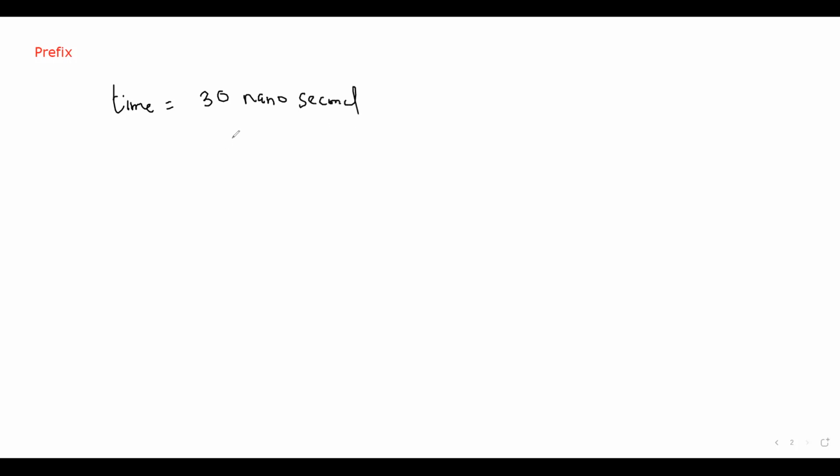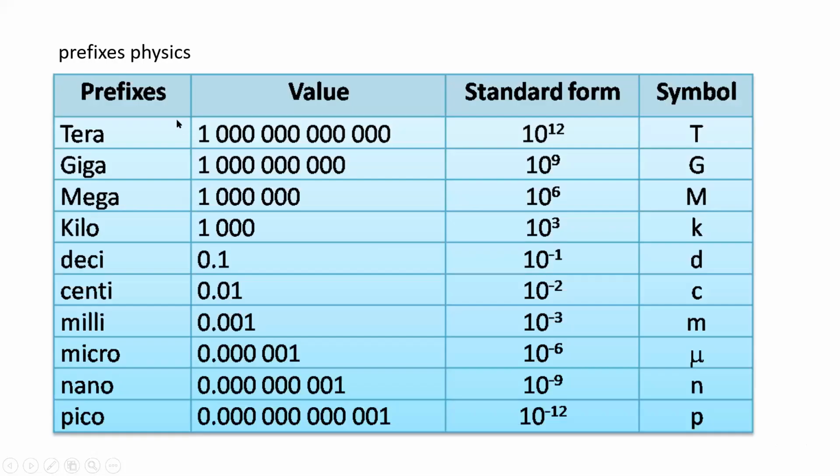Yes, Saim Ahmed, what's your question? You can use a mic if you are finding it difficult to type. Sir, I have a question. Sir, for example, if you're asking the value or quantity of tera, can we decide from standard form and value both, or are both important?